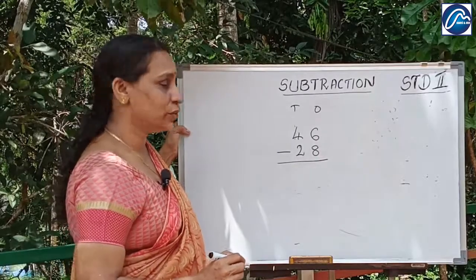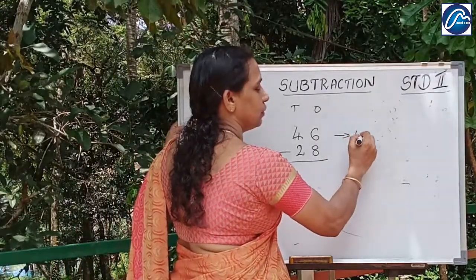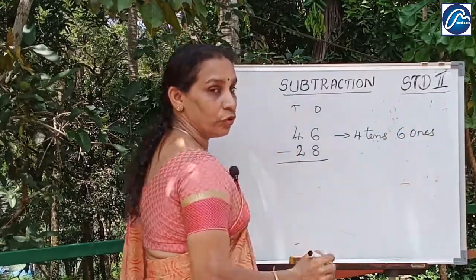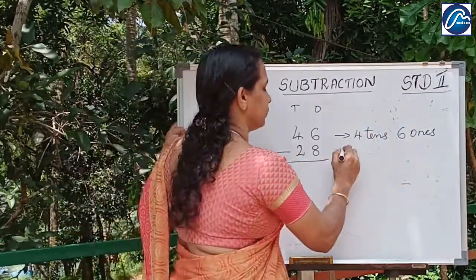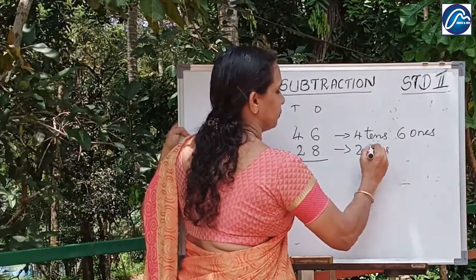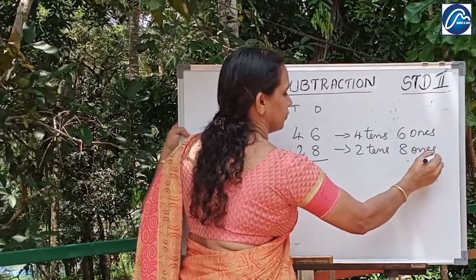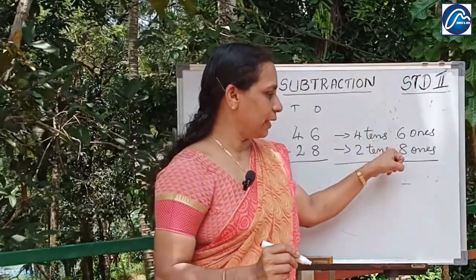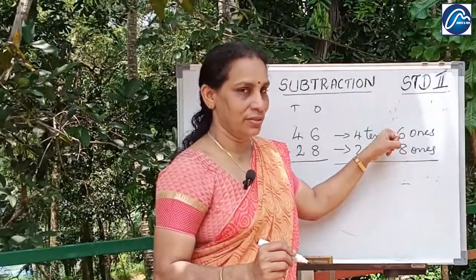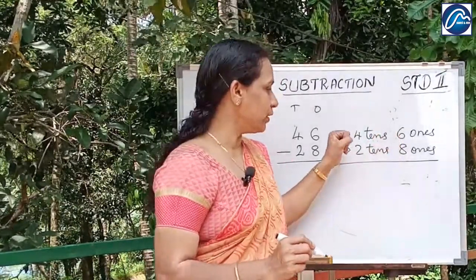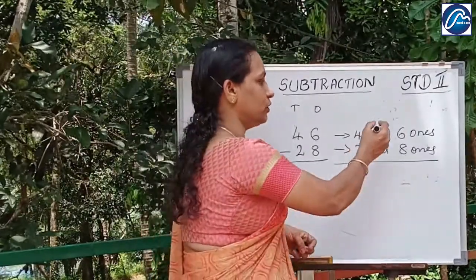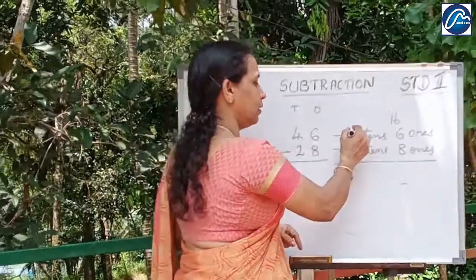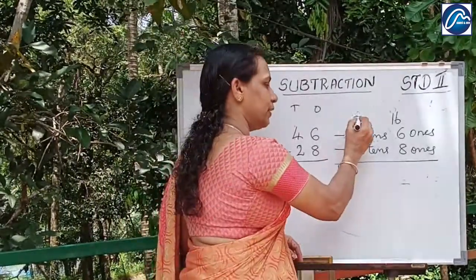46 minus 28. This means 4 tens, 6 ones, minus 2 tens, 8 ones. Can you subtract 8 from 6? No, you could not. So we are taking 1 tens from here. So it will be 16 ones. And the tens here will be 3 tens.